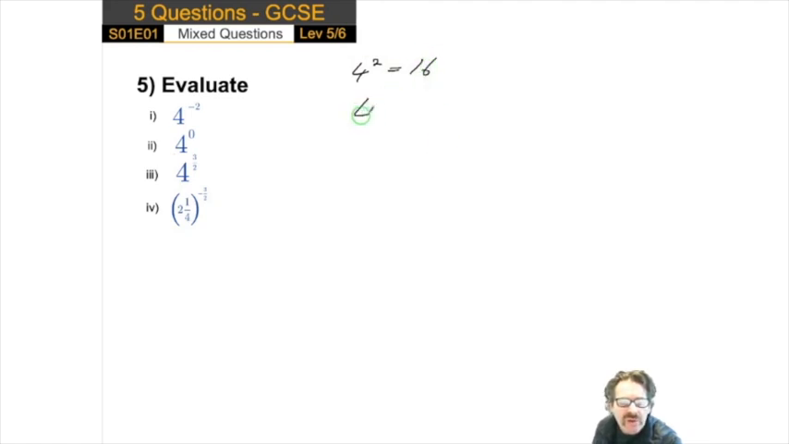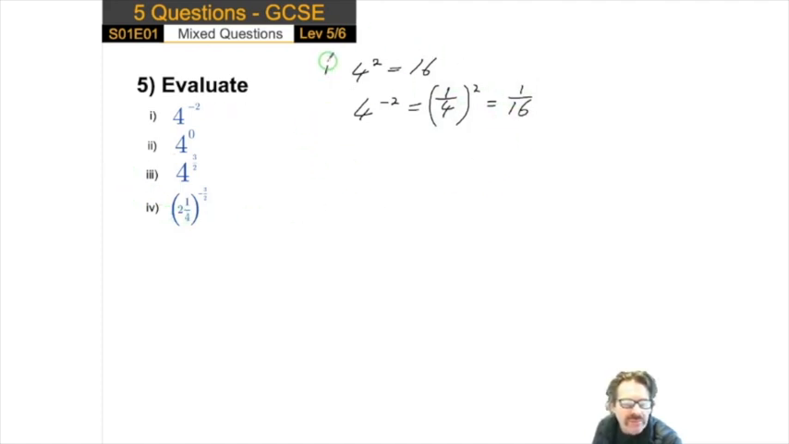4 to the minus 2 is the same as the reciprocal of 4 squared. So the reciprocal of 4 is 1 over 4. So it's 1 over 4 squared. So it's going to equal 1 over 16. A quarter times a quarter is a 16th. All right, I'll give you a couple more at the end after this question.